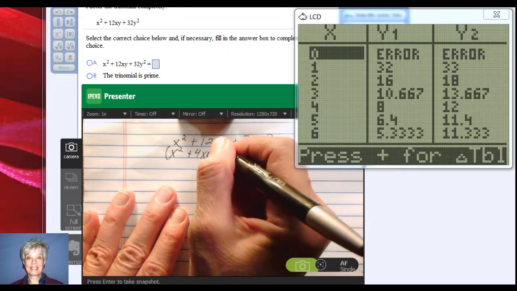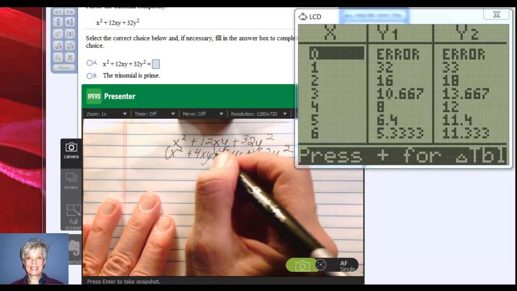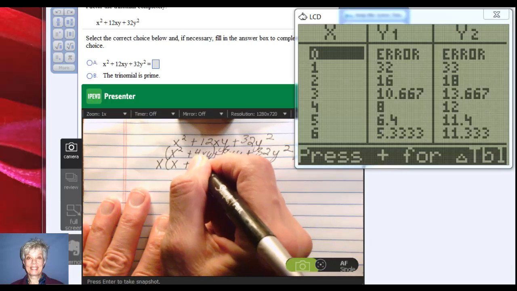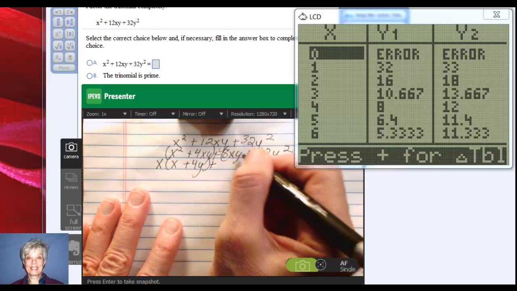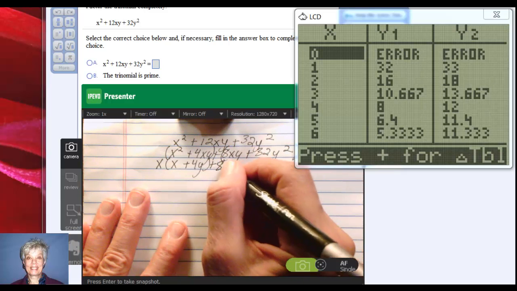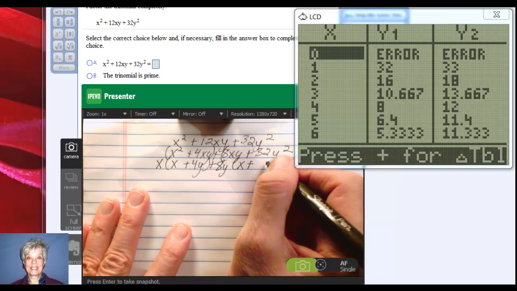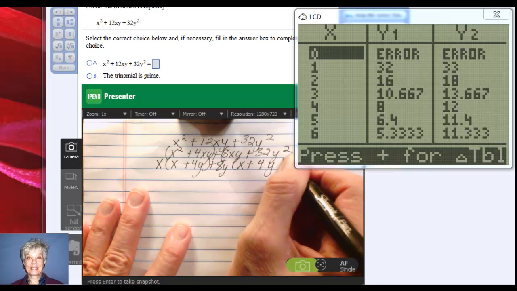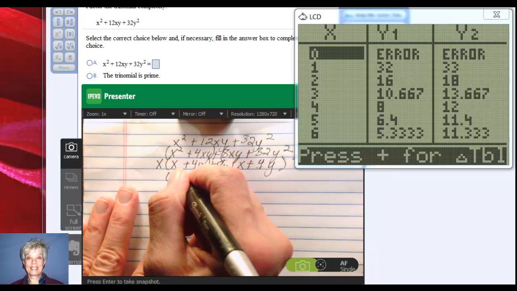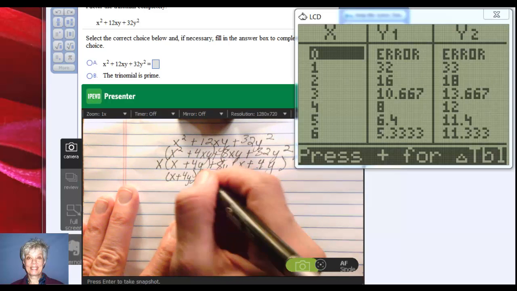Put parentheses around the first two terms, parentheses around the second two terms, pull out my GCF, which is x, leaving me with x plus 4y. And in the second parentheses, I'll pull out an 8 and a y, which will leave me with x plus 4y. Now the x plus 4y's match. So I'll write it down once, and I'll write down the leftovers, x plus 8y.